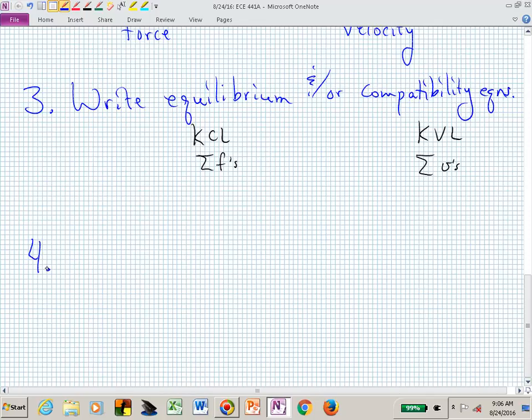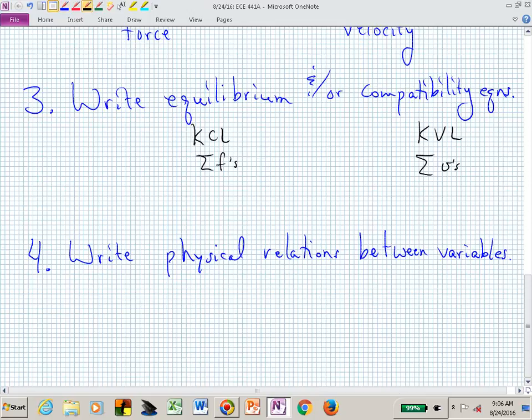The fourth is to now write down the physical relationships between these variables and the system constants. So I'll just say write the physical relations between variables. And I may not mention this every day, but ELI and ICE fall into this category. It's the current voltage relationship of a capacitor and an inductor. And you can have those same kinds of relationships for springs. You have a spring force relationship. You have a damper force relationship between the velocity, the dashpot coefficient, and the force. So those are the physical relationships between your variables that you had in step 2.